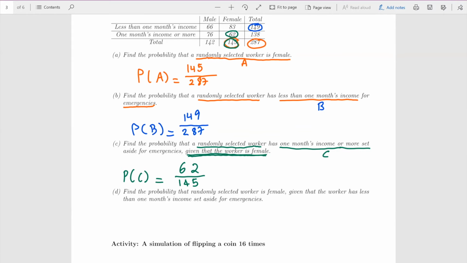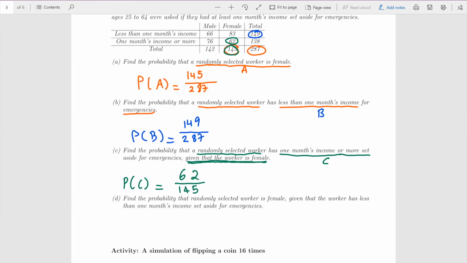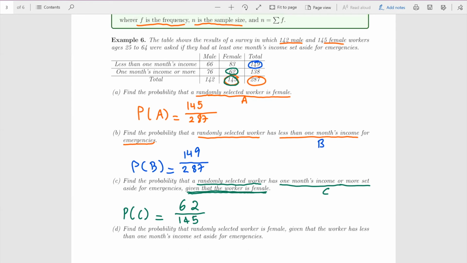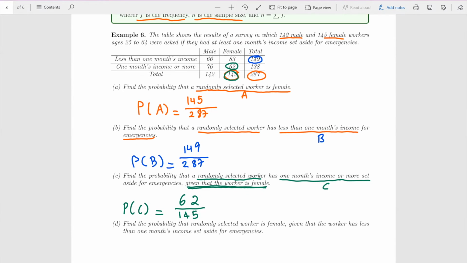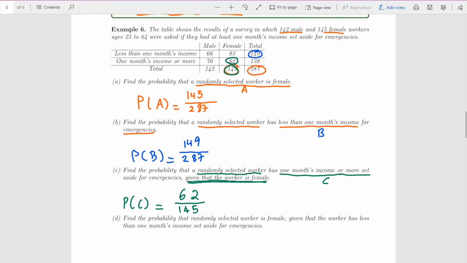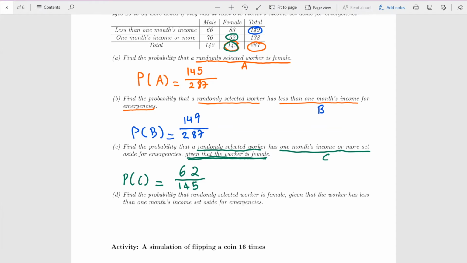Again, if you want to find the probability of selecting a random worker that has 1 month's income or more, given that the worker is female, that means you reduce the population down to only looking at females. And the total number of responses from females is 145, and 62 is the number of them who responded that they have 1 month or more of income for emergency.